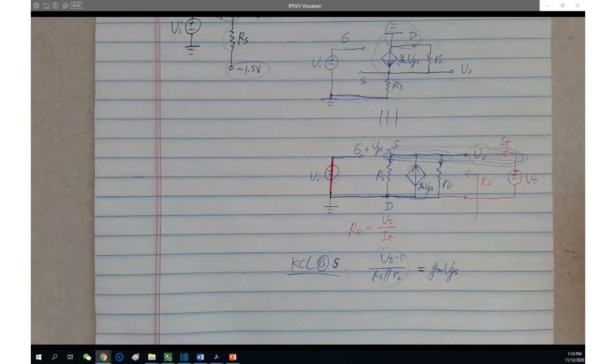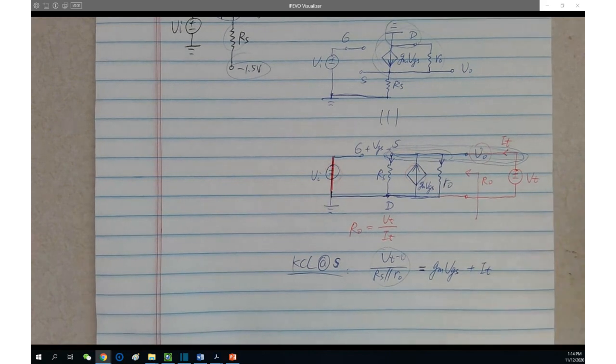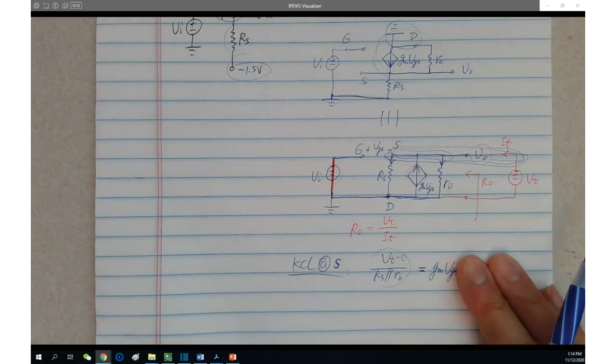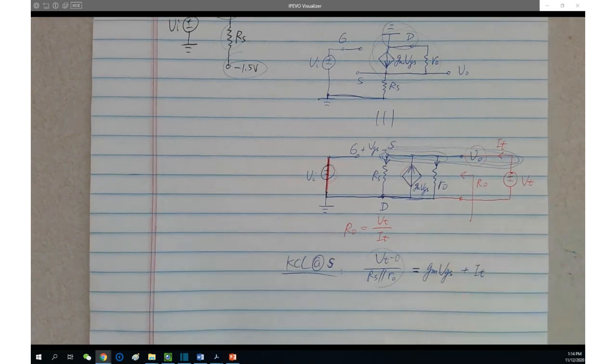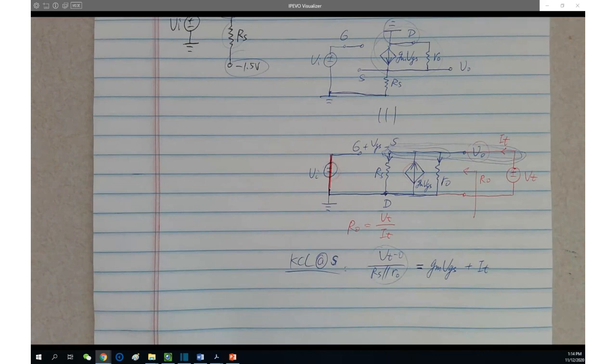And don't forget It. Come on. 1, 2, 3, 4. 4 branches, 4 currents. You can't just end up with 3 currents. And now, if you cover It, then you only have 3 currents. Does it make sense? All right. This is the KCL at the source.